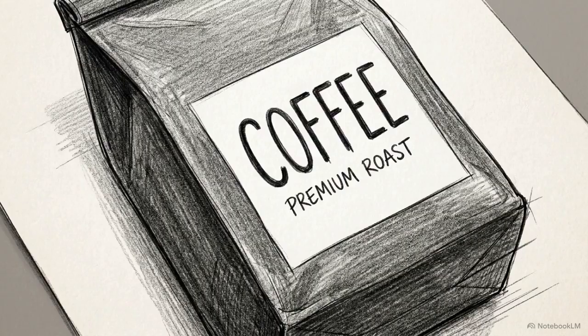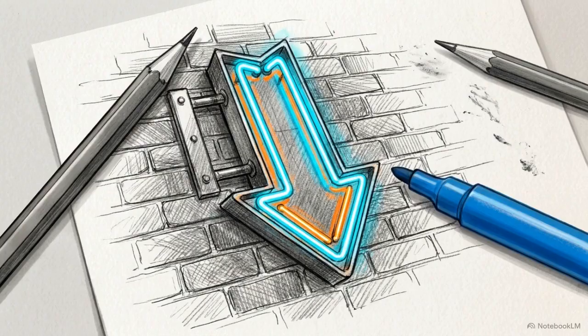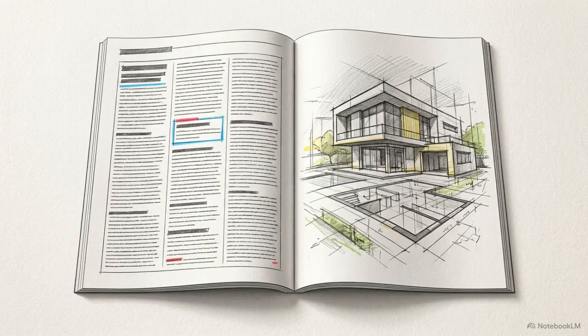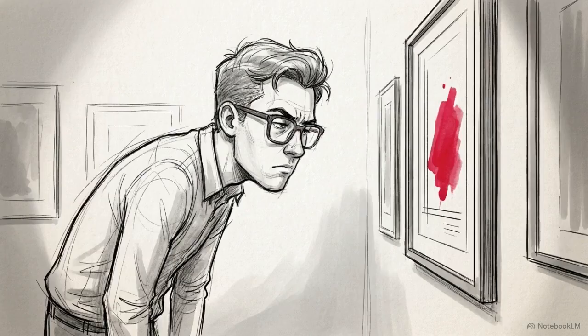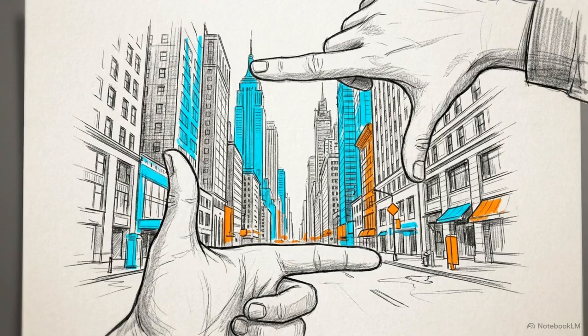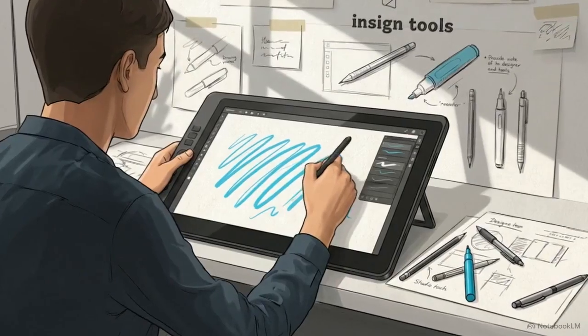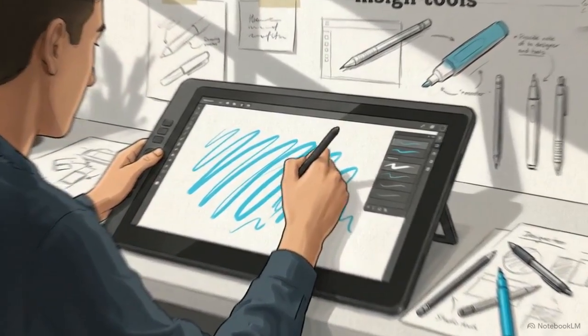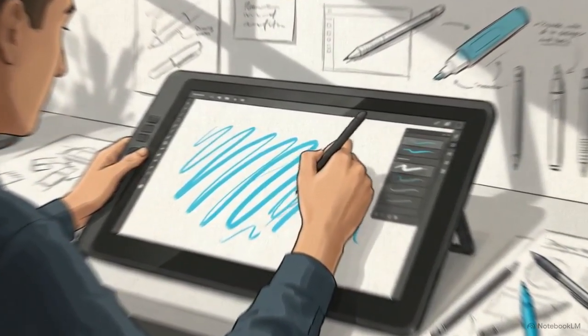Study the labels on packaging, the signs in a store, or the layout of a magazine. Ask yourself why they were designed that way and how those choices make you feel as you interact with them. You now have the framework to see the world through the eyes of a designer. By using lines, colors, contrast, and hierarchy, you can communicate bold ideas and shape how people see the world around them. Let's get to work.